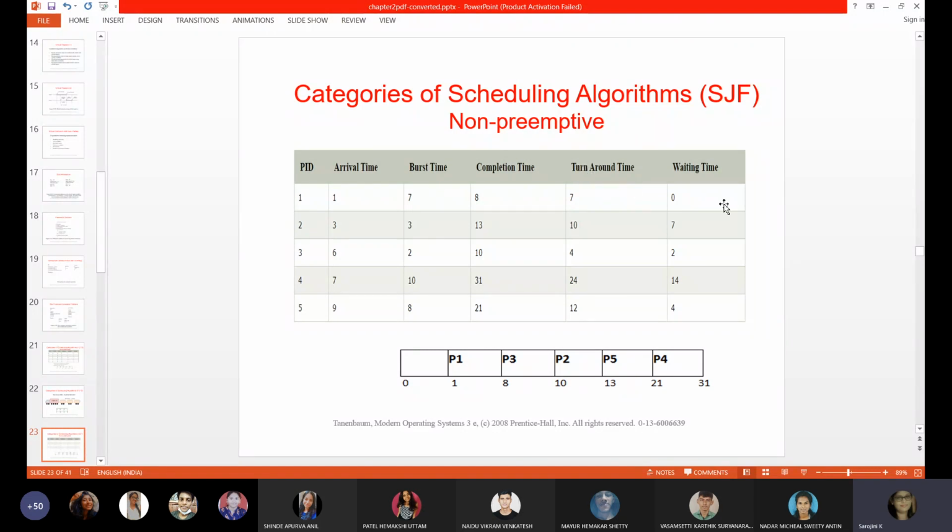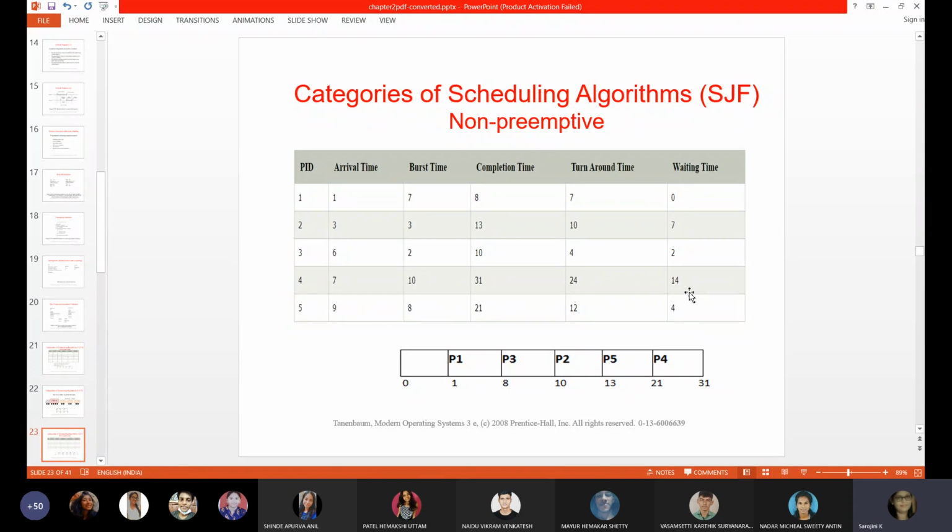Turnaround time. So what is waiting time? Turnaround time minus burst time. Okay. 7 minus 7, 0. 10 minus 3, 7. 4 minus 2, 2. 24 minus 10, 14. 12 minus 8, 4. So we completed waiting time of each process.